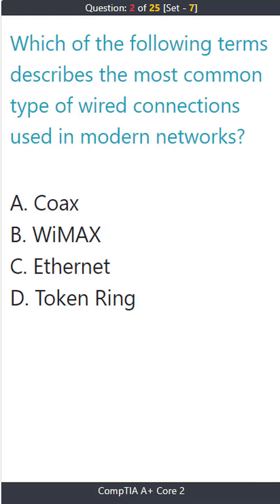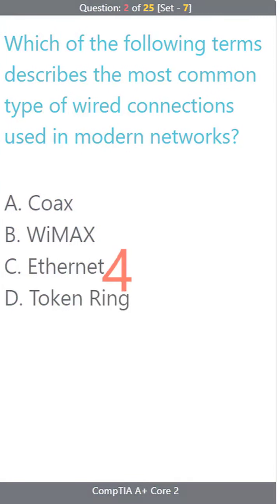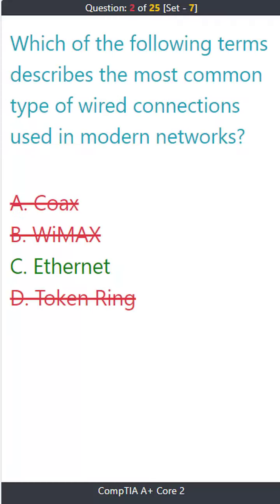Question 2. Which of the following terms describes the most common type of wired connections used in modern networks? A. Coax. B. WiMAX. C. Ethernet. D. Token ring. The correct answer is C. Ethernet.